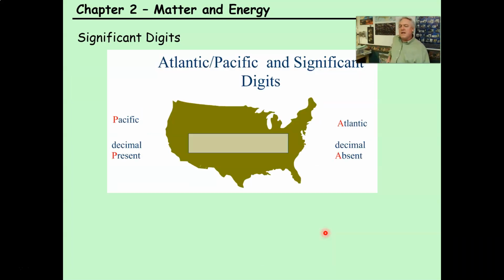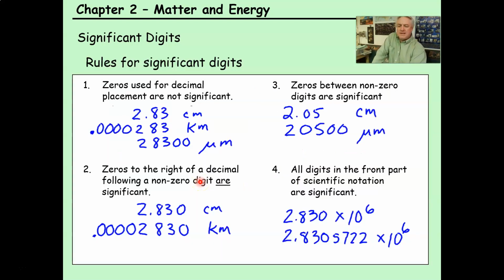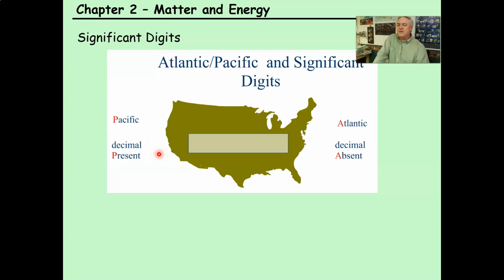Now, we watched that one video and they talked about this little device that you can use to help figure out if zeros are supposed to count or not. We have this map of the United States. On the left side, or the west side, is the Pacific Ocean, and on the right side is the Atlantic Ocean. So if I'm looking at a number and I want to determine how many significant digits there are, and I want to know, do I count these zeros or not? That's what this is trying to say.